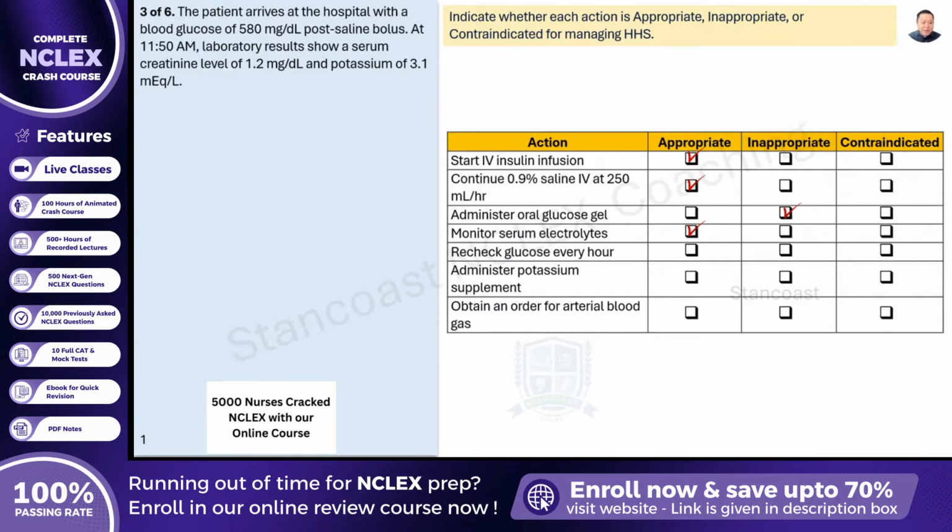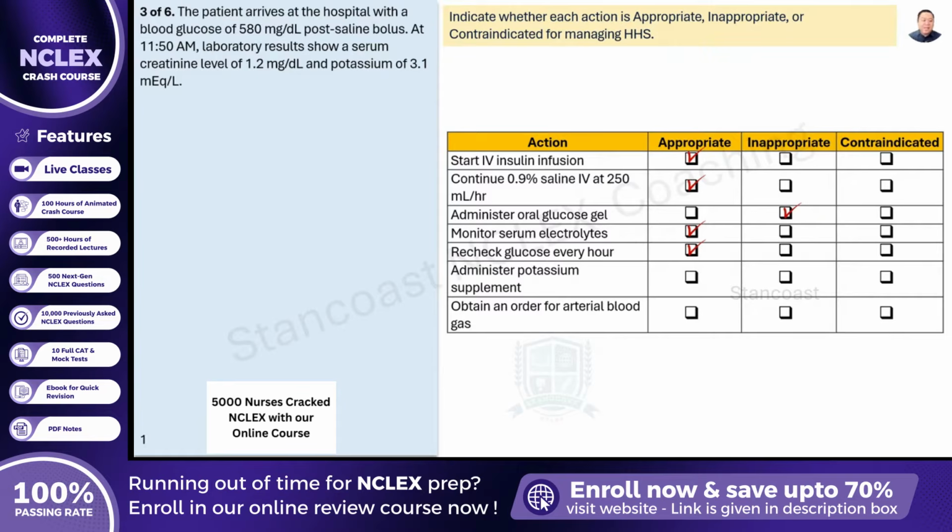Next intervention we have is recheck glucose every hour. This is appropriate. We know that frequent monitoring of the glucose is going to be critical here to manage the HHS. So make sure that the blood sugar is coming down at a safe pace, not too fast. Again, go back to the gradual pace of lowering the patient's blood sugar, because if we cause a rapid drop in their blood sugar, it can lead to cerebral edema.